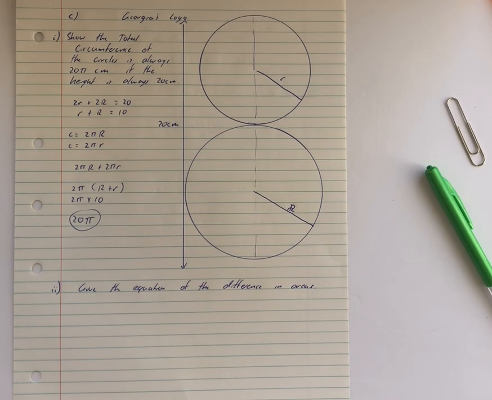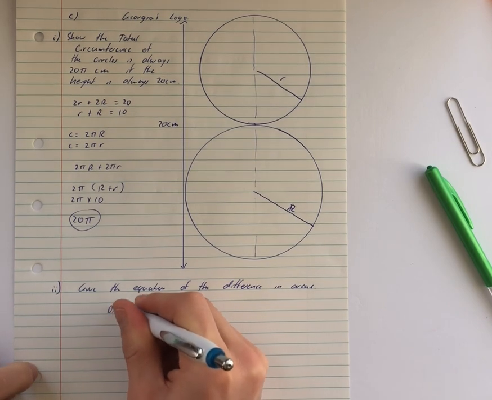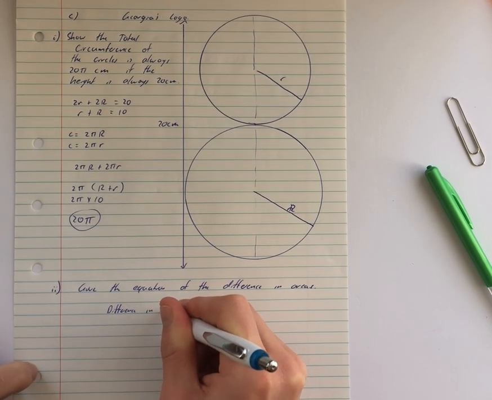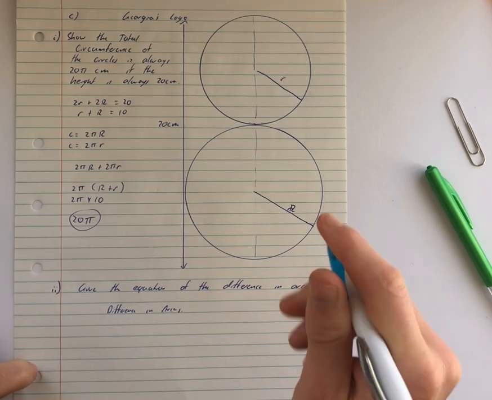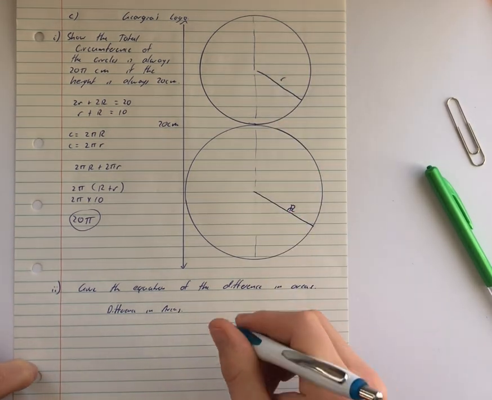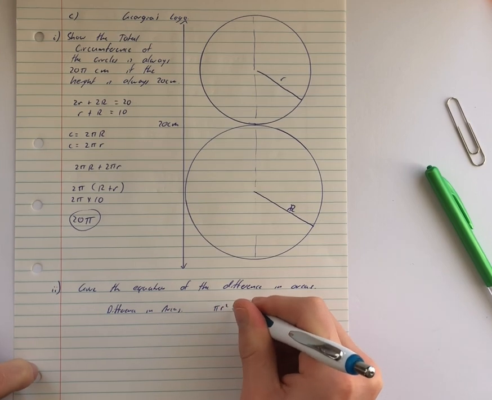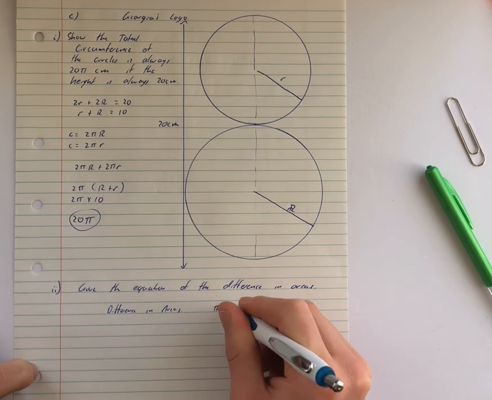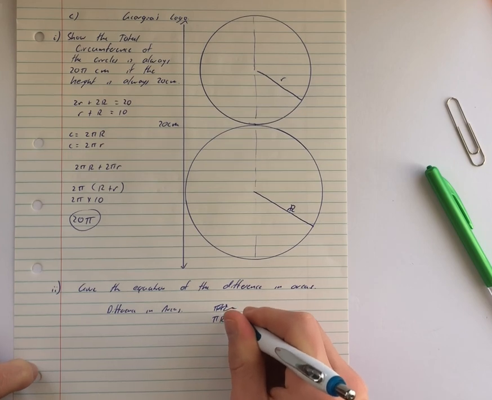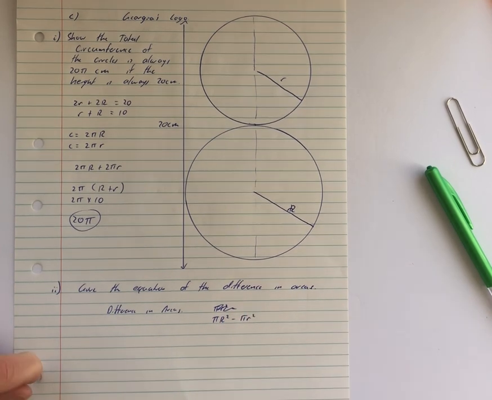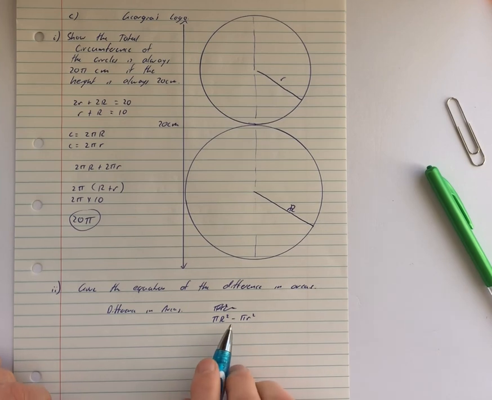Okay, I believe that's actually an excellence question, just getting that. And so is the next part, I believe. So what's the difference in areas? Well, difference in areas is, I'm going to use little r again for the small circle and big R for the big circle, pi R squared minus pi little r squared. Big circle first, obviously. That is the difference in areas.